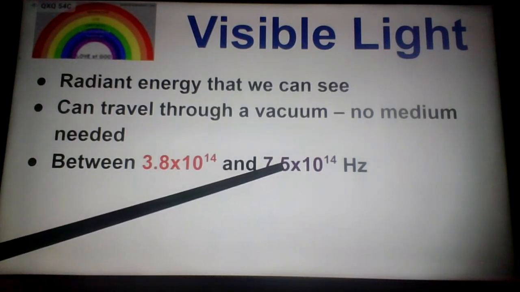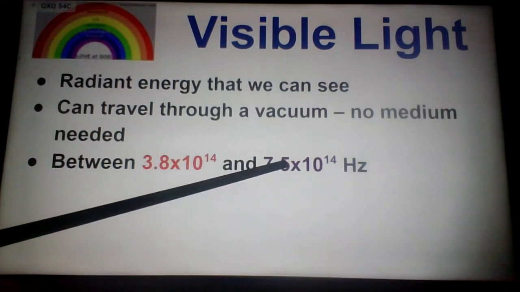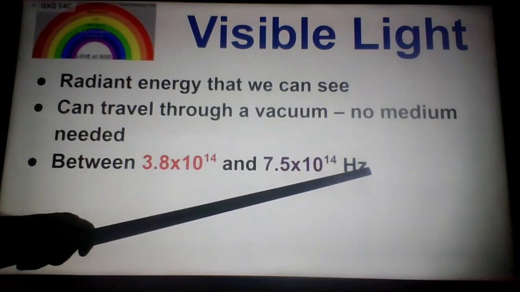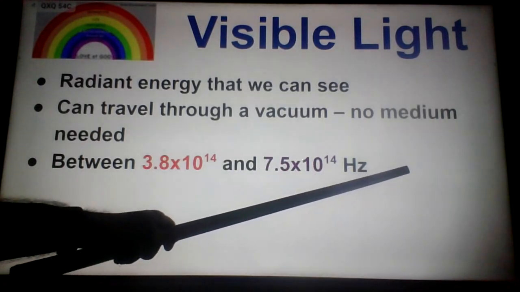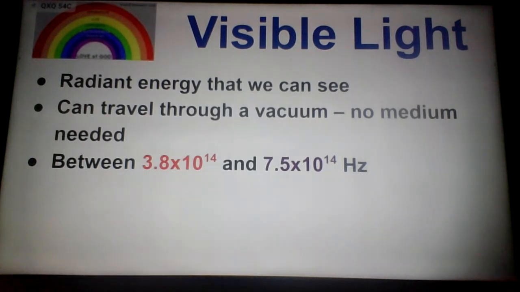Now, same idea here. Violet light, 7.5 times 10 to the 14th. 1, 2, 3, 4, 5, 6, 7, 8, 9. You have to add about 4 more characters, so you're right around over here. That's how big of a frequency violet light has.